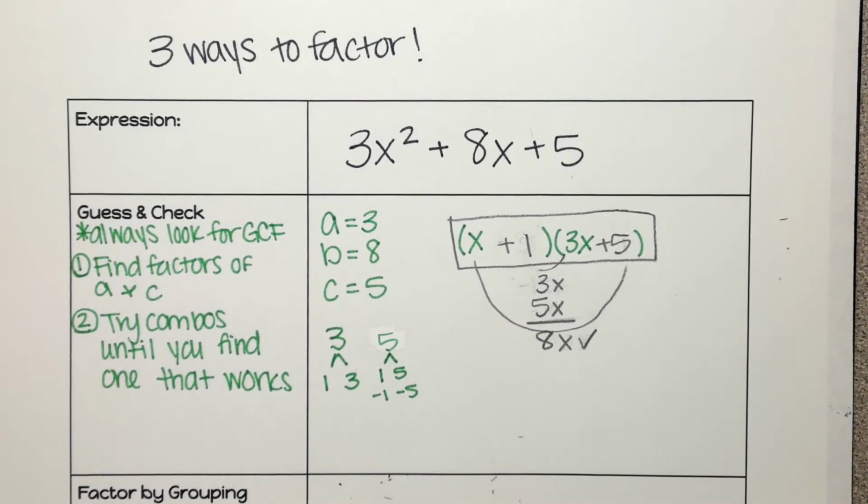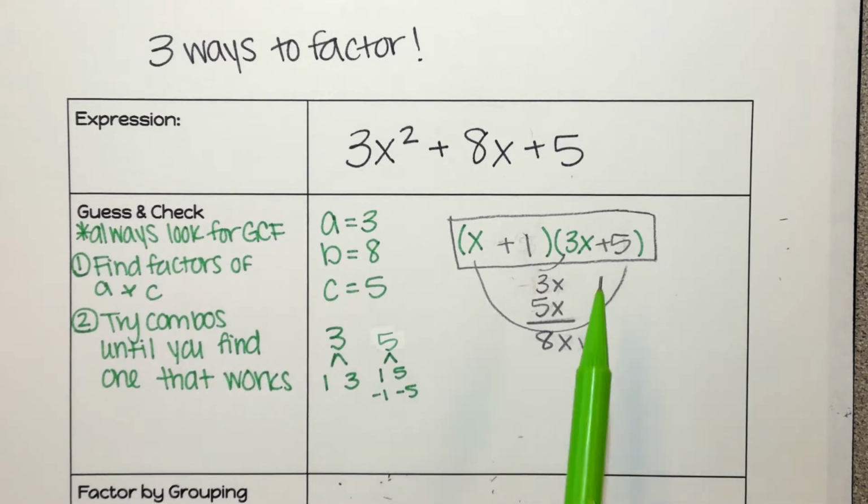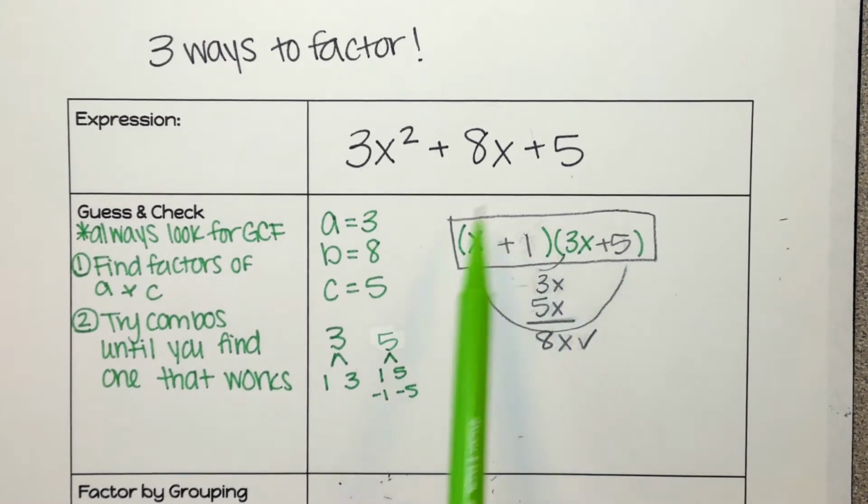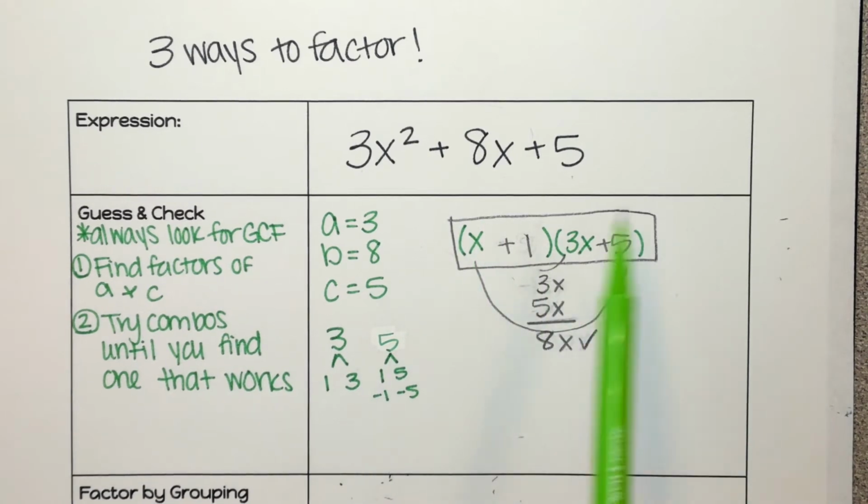x plus 1 times the quantity 3x plus 5. Now, you could also swap it. You could do 3x plus 5 over here and x plus 1 here. As long as you have the correct pieces together in parentheses, it doesn't matter which factor comes first.